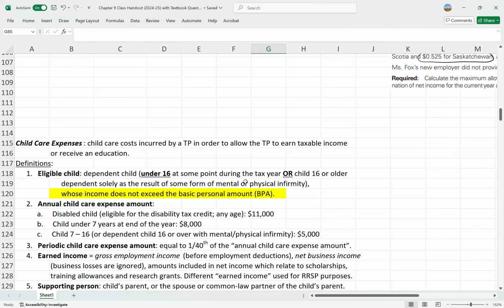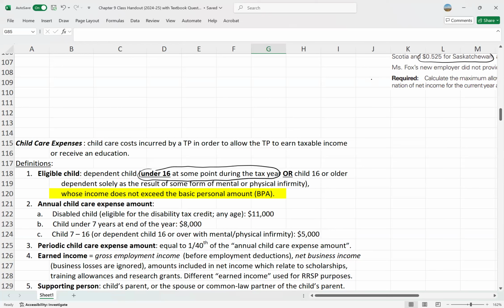But there are some rules that need to be worked through in order to figure out how much is deductible. Let's talk about some definitions first of all. Only childcare costs paid for eligible children are allowable. So who is an eligible child? It has to be a dependent child under 16 at some point during the year.